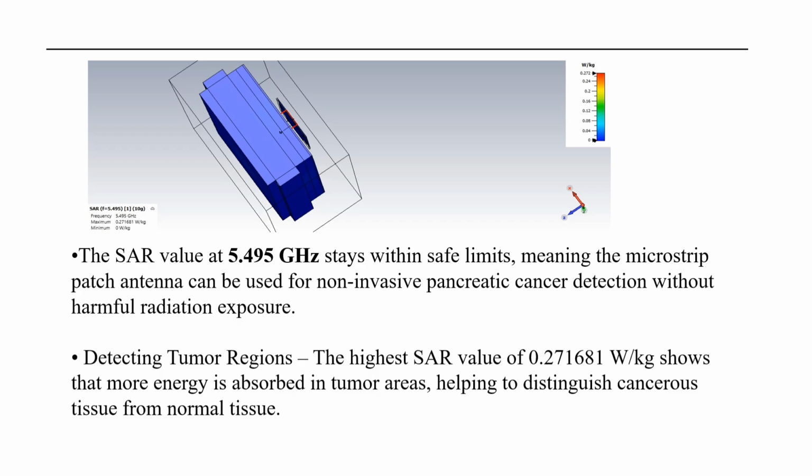The image presents that SAR is distributed at a frequency of 5.495 GHz, where the highest SAR value was noted at 0.271681 in a 10 gram tissue sample. This value measures biological tissue's electromagnetic energy exposure and determines safe radiation exposure.